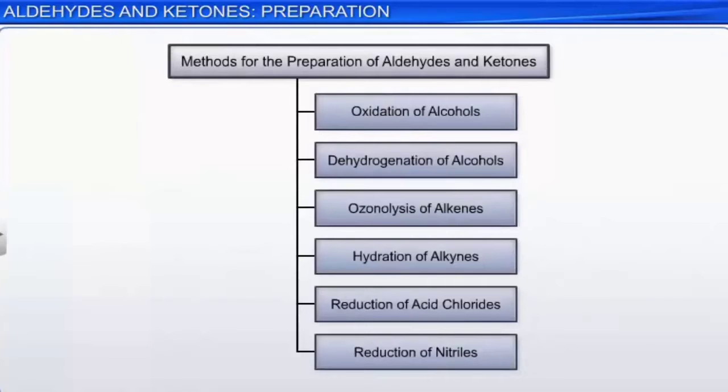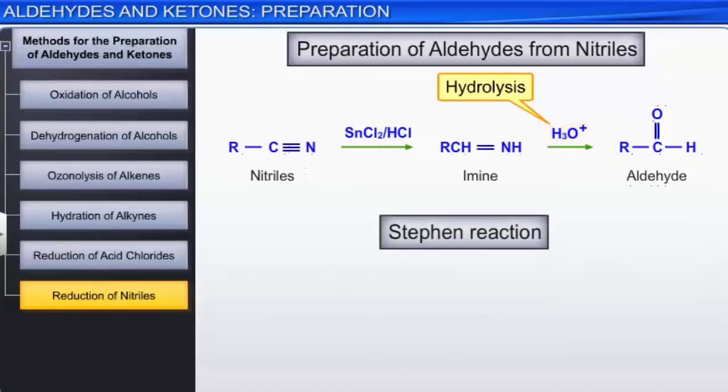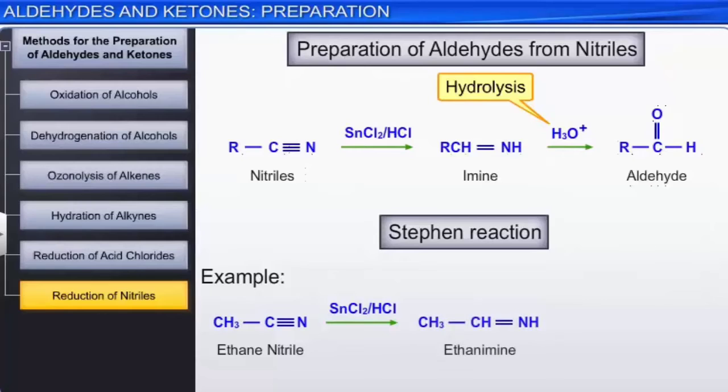Aldehydes and ketones can both be prepared from nitriles. Let's see how. Aldehydes can be prepared by the reduction of nitriles to imines followed by hydrolysis. The reduction of a nitrile to the corresponding imine by stannous chloride in the presence of hydrochloric acid, followed by hydrolysis to yield the corresponding aldehyde, is known as the Stephen reaction. For example, ethane nitrile on reduction in the presence of SnCl2 and HCl gives the imine. This on hydrolysis in the presence of an acid gives ethanal as the final product.